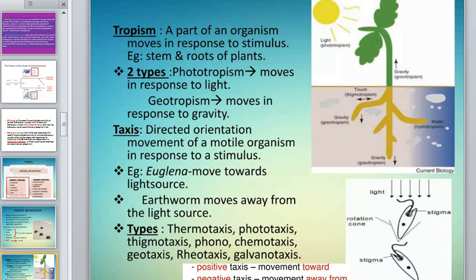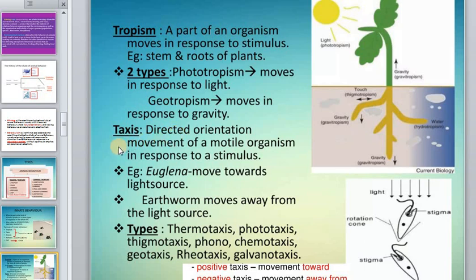I said that the flowers can move to the sunlight, and of course it is behavior too, but not for animals, for plants. In tropism, a part of an organism moves in response to stimuli, for example just sunlight or just roots of plants. And two types: we have phototropism, which moves in response to the light, and geotropism, which moves in response to gravity. And taxis is a more complete word, and we have phototaxis too.